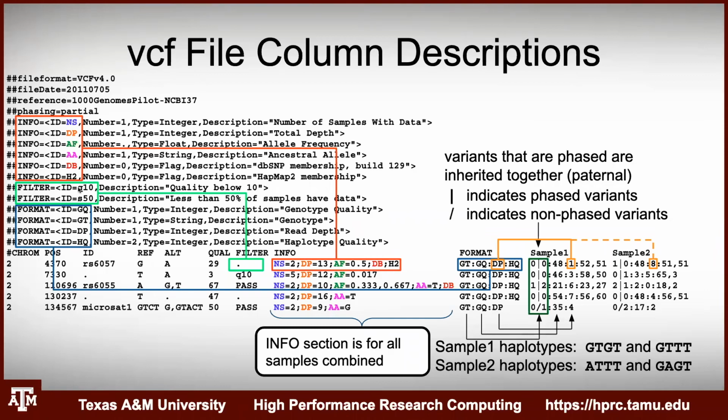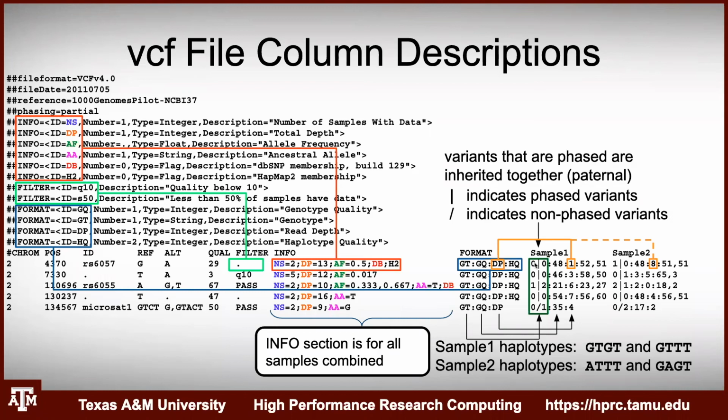So this right here is the filter. Quality below 10 is Q10. S50 is less than 50% of the samples have the data. And right here is where you start to get into the individual sample information. So this is a format, so it goes genotype, genotype quality, and the depth, and this is haplotype quality.